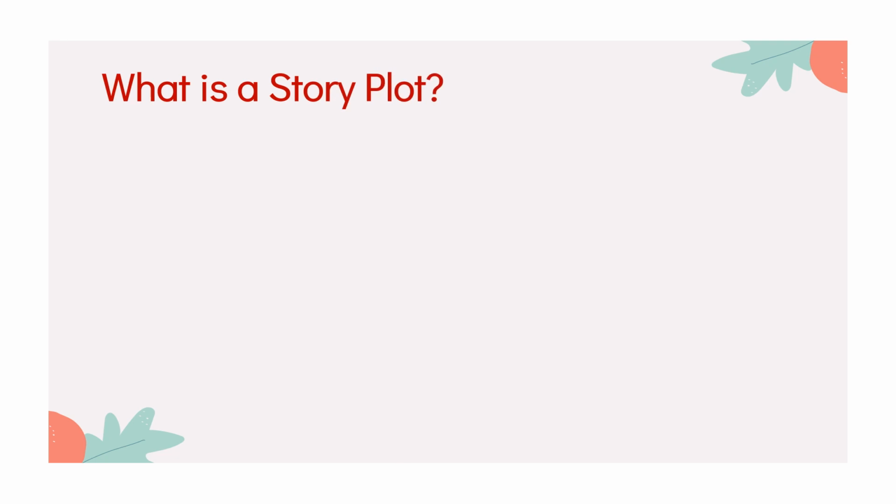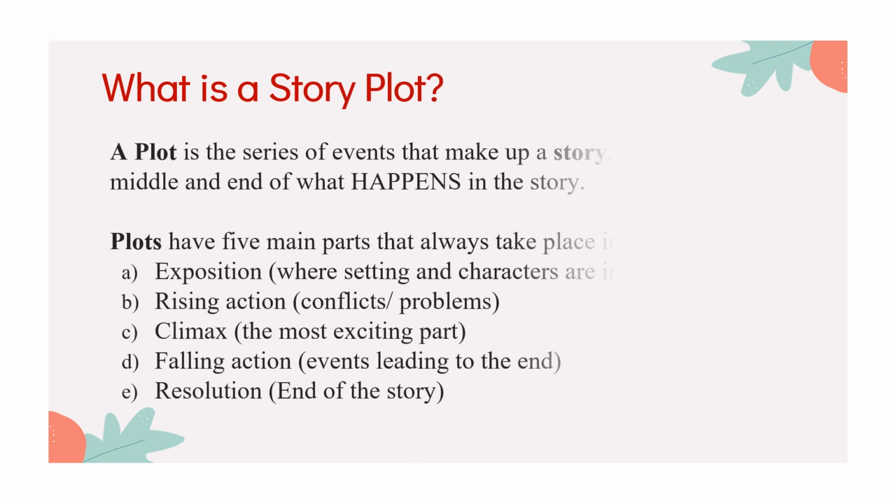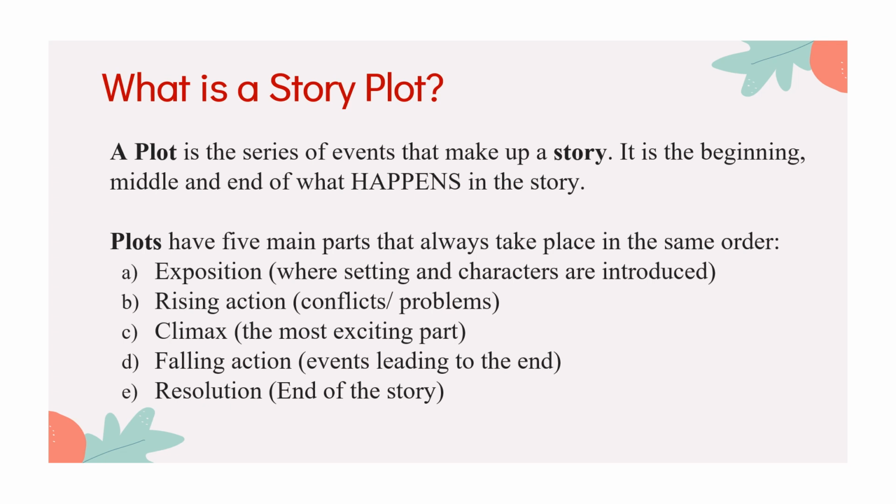So before I start this, what is a story plot? Story plot is the series of events that make up a story. It is the beginning, middle and end of what happens in the story. Plot has five main elements that always take place in the same order. First is exposition, and then rising action, then climax, then falling action, and then resolution.